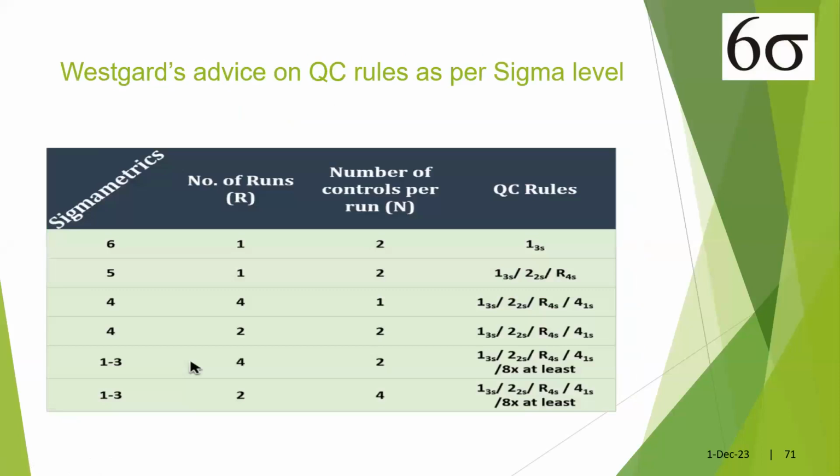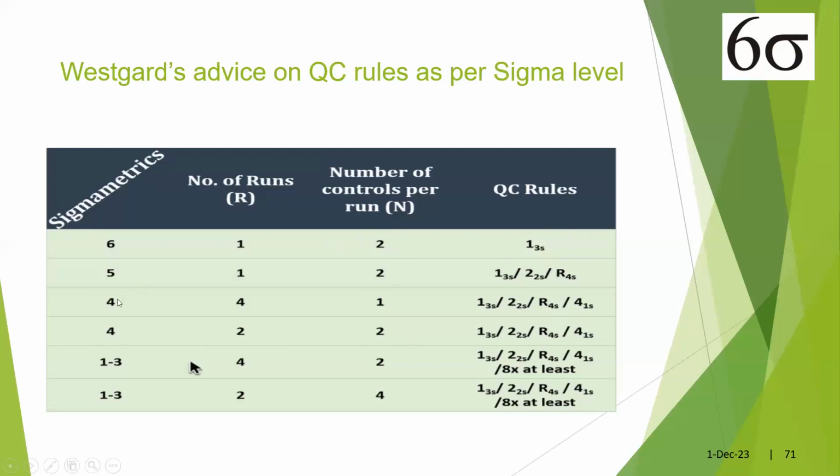On Westgard, the advice is that the number of QC runs and rules should increase with the sigma metric going low. So on parameters where the score is only between 1 and 3, he suggests 2 runs and 4 controls per run, and multi rules like 1-3S, 2-2S, R-4S, 4-1S, 8X at least. Here there's 2 runs, 2 controls per run.